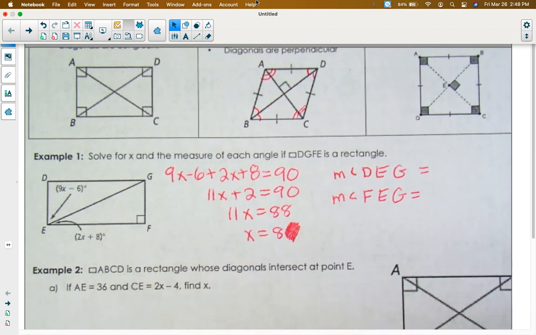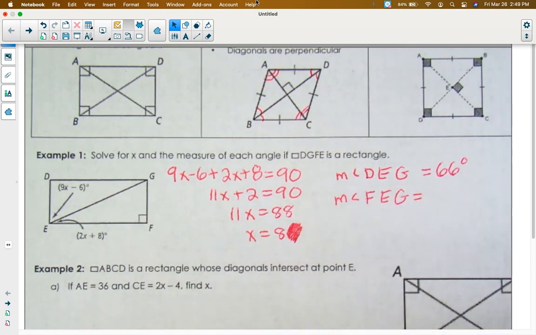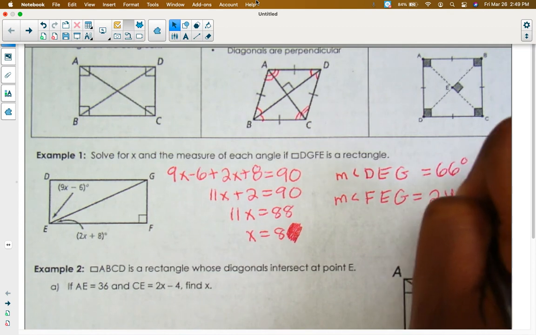My apologies. I'm sure you're probably home thinking about what in the world. So 88 divided by 11 is 8. So my apologies. So you're going to need to do 9 times 8 minus 6. And then 2 times 8 plus 8. So the measure of angle DEG is 66. And the measure of angle FEG is 24.